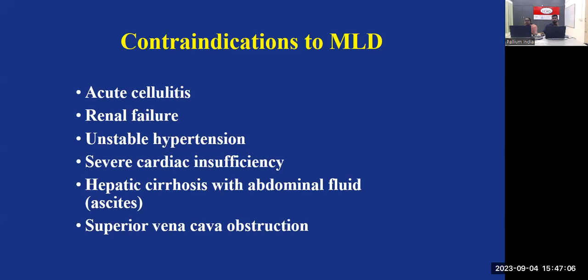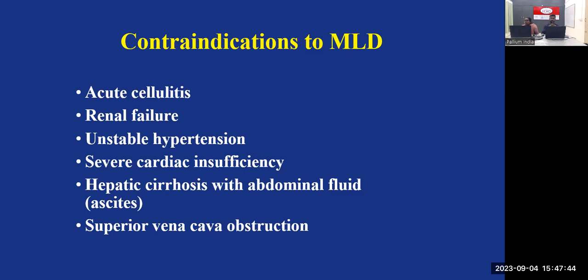And then renal failure. If the patient has renal failure, the patient is not a good candidate for manual lymphatic drainage, because if you push fluid from the affected limb to the non-affected area, fluid overload can happen. So we don't recommend it for patients with renal failure and unstable hypertension. The same applies to severe cardiac insufficiency, hepatic cirrhosis with ascites, and superior vena cava obstruction.